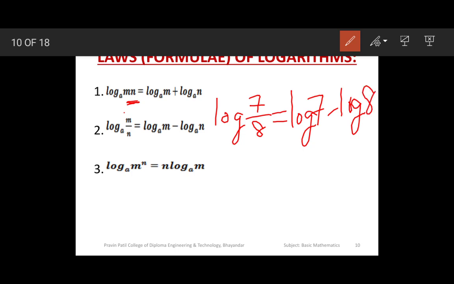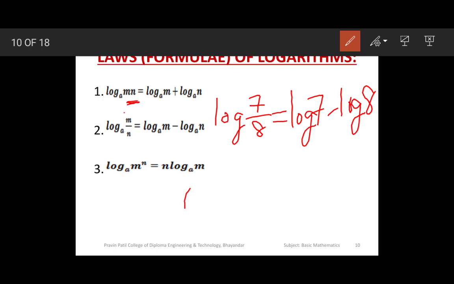Okay. Division means subtraction. Multiplication means addition. Clear? Then the third rule, or third formula, is log m raised to n. If it is given in the form of log m raised to n to any base, then that is equal to n into log m. This index will come here. So n into log m.